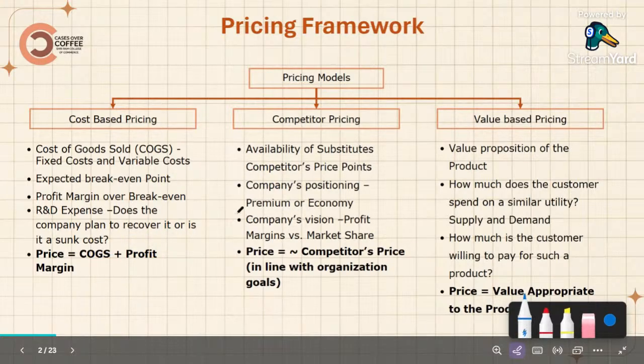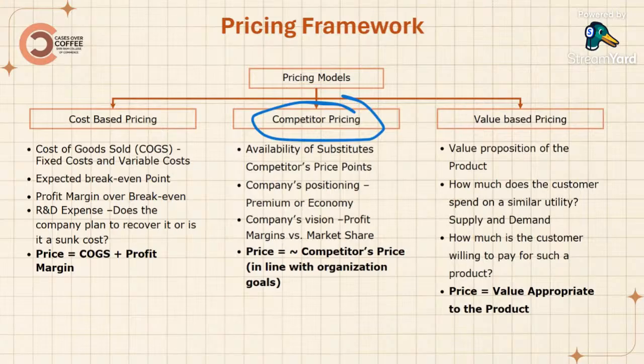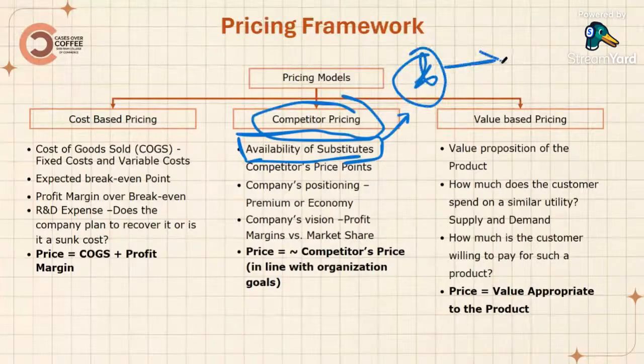Okay. Secondly, we have competitor-based pricing. In this case, we price our product based on the competitors. Now there can be these scenarios. For example, what is the availability of substitutes? We look at how many substitutes are available in the market. If we have a higher degree of substitutes in the industry in which we are operating, then the price would be on the lower end, and vice versa.